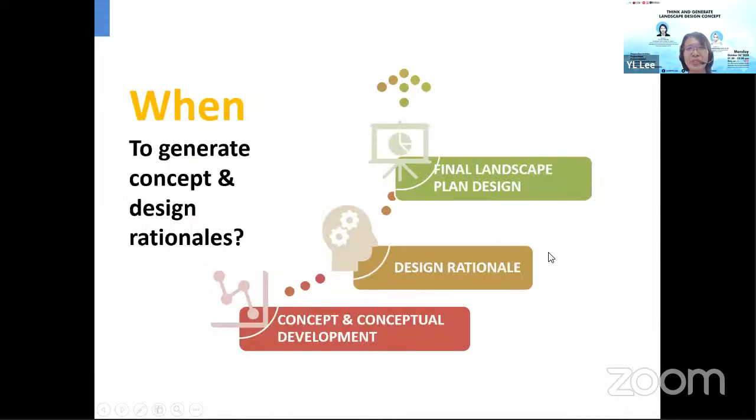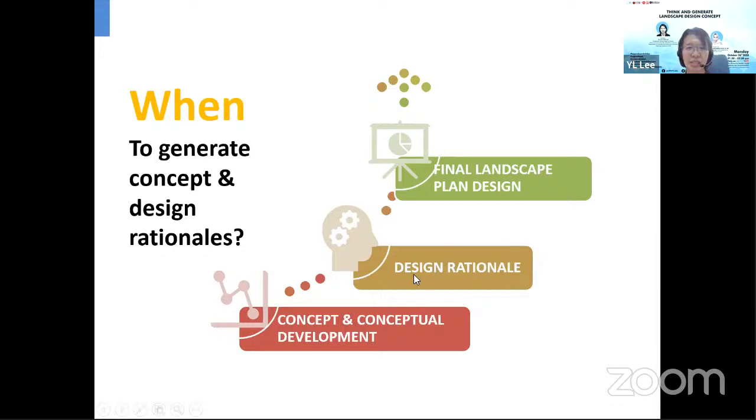Okay. When to generate the concept and design rationales? From my own experience, when I studied landscape architecture, my senior lecturers taught me the way of doing a design concept or site inventory analysis. But when I was exposed to my master's in urban design, I had another exposure to how to do a concept and site inventory analysis. So basically, what I share is what I have learned from the combination of landscape architecture and urban design.